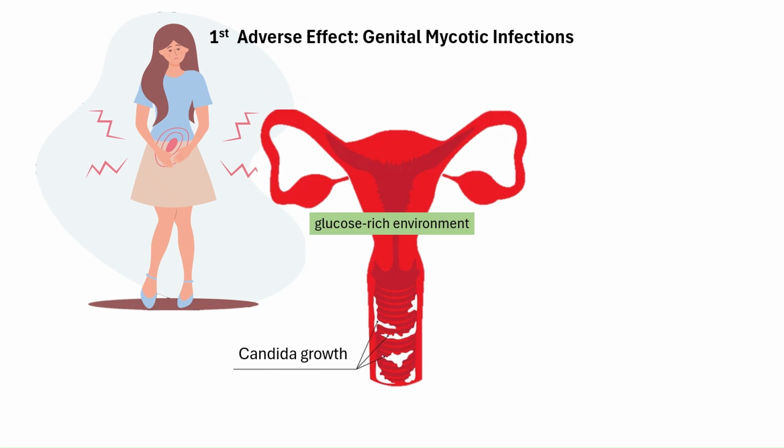You are not catching an infection. You're fertilizing one. When the microenvironment shifts in favor of fungal growth, overgrowth becomes more likely. Clinically, this presents as vulvovaginal candidiasis in women, or balanitis in men.